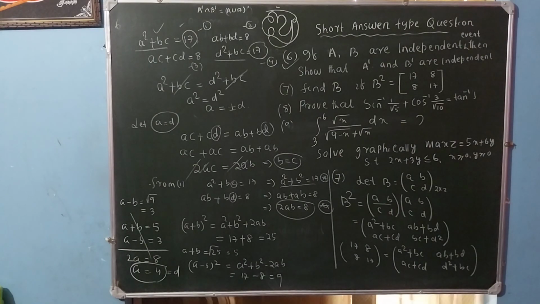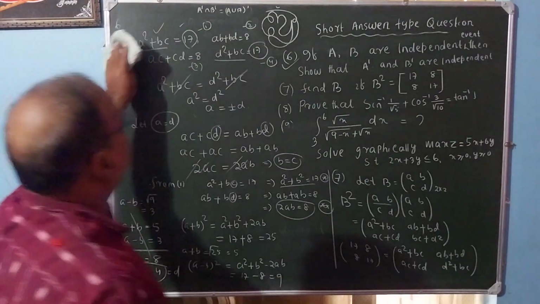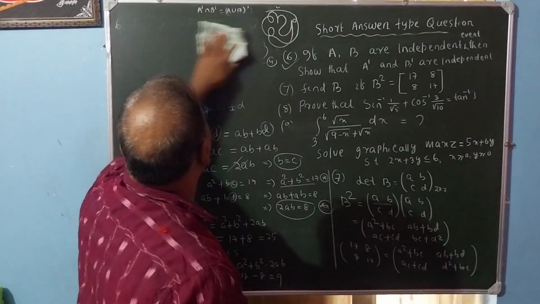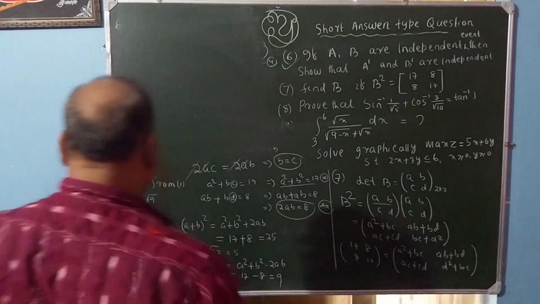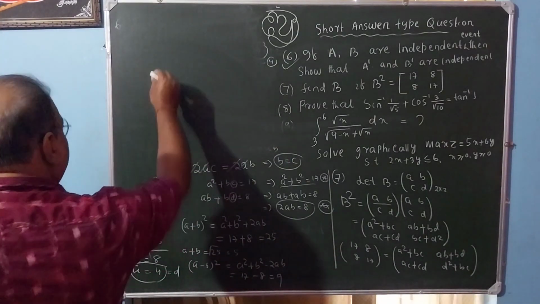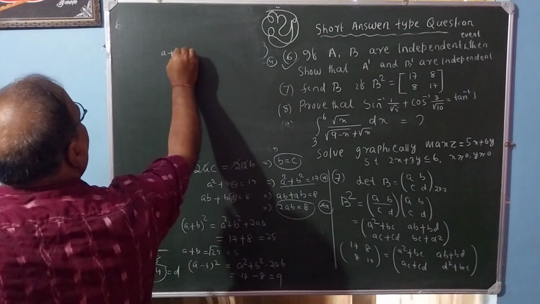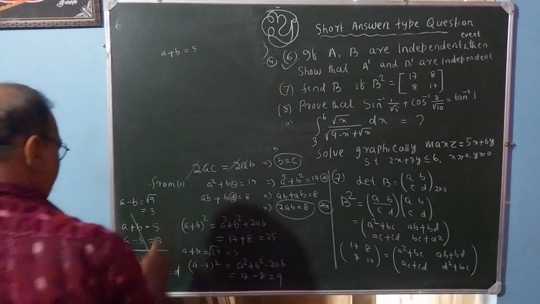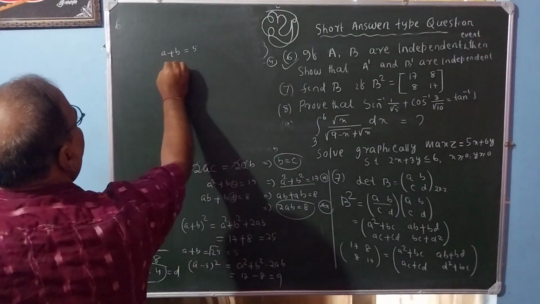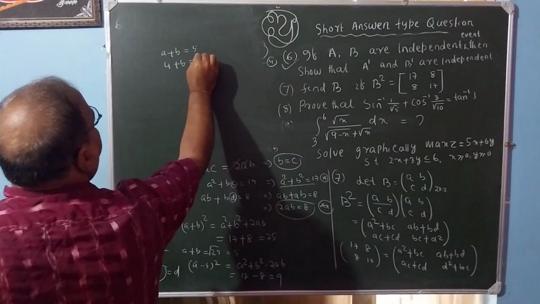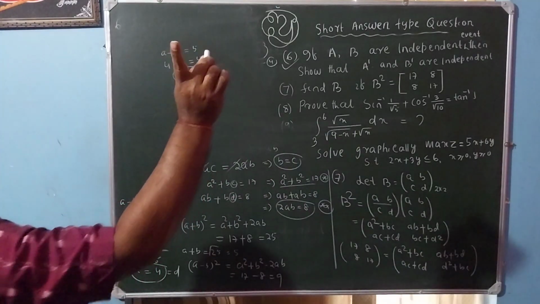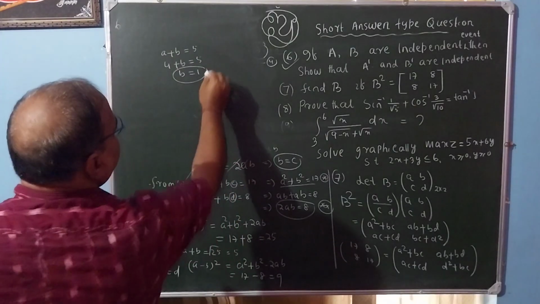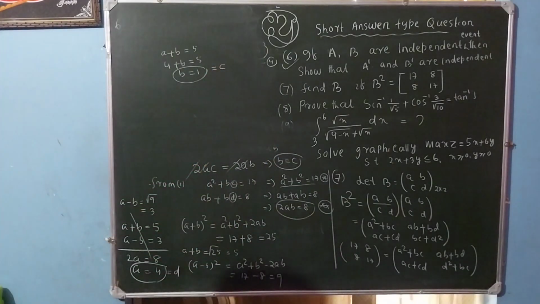So when A is coming out, then B can be found out easily. Write out B. A plus B is equal to 5. When A is equal to 4, B is equal to 1. B must be equal to C.